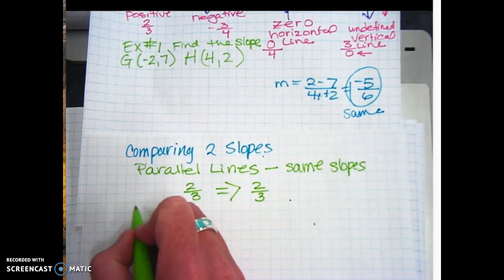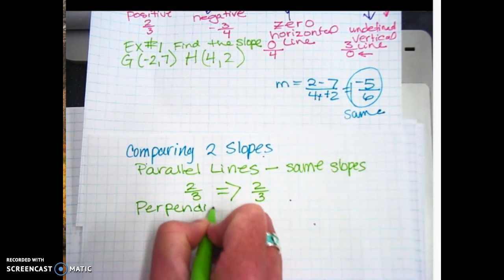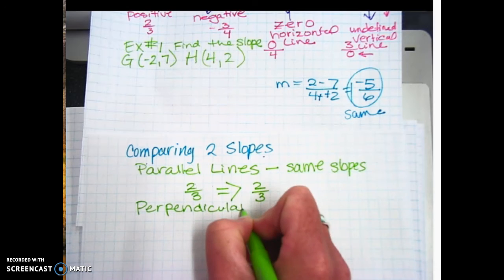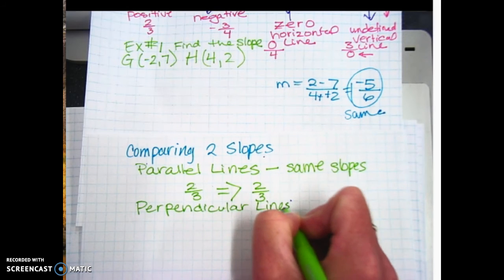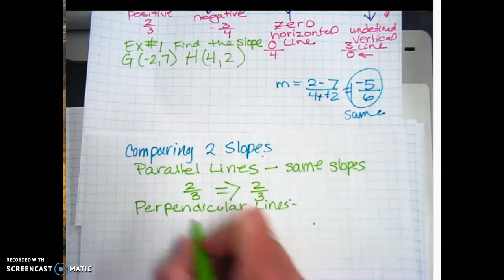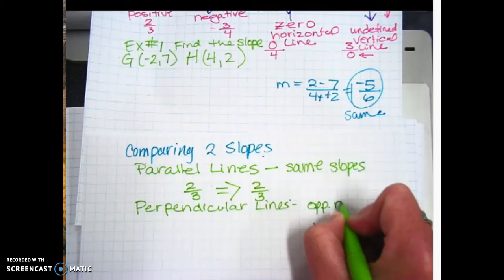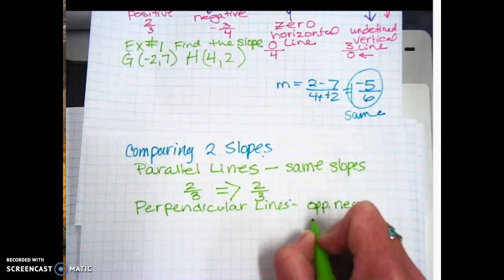There's another choice called perpendicular lines. Anybody know what kinds of slopes perpendicular lines have? Somebody said opposite, somebody said reciprocal. Put those two together and you are correct. It's going to be what we call opposite or negative reciprocals.